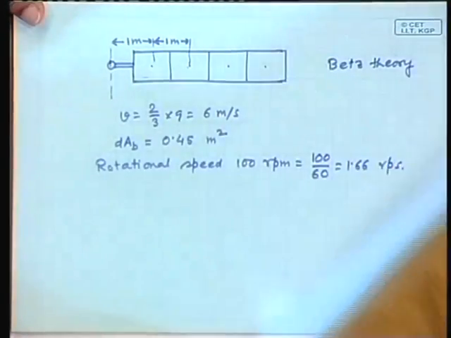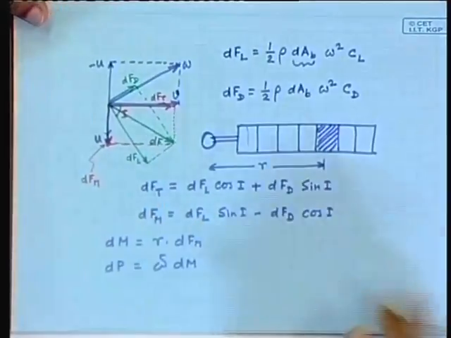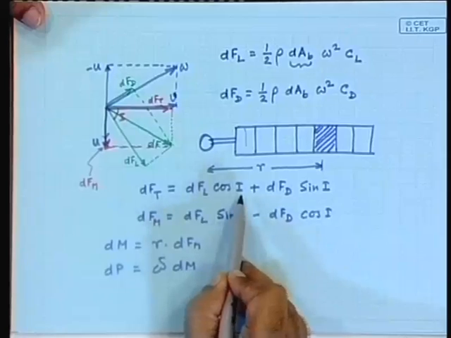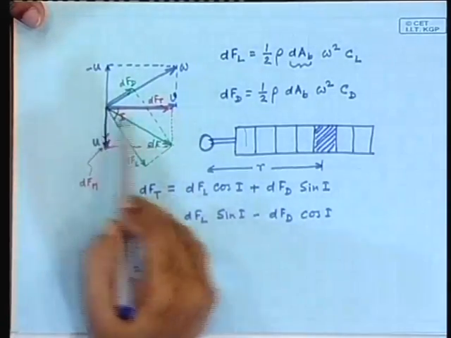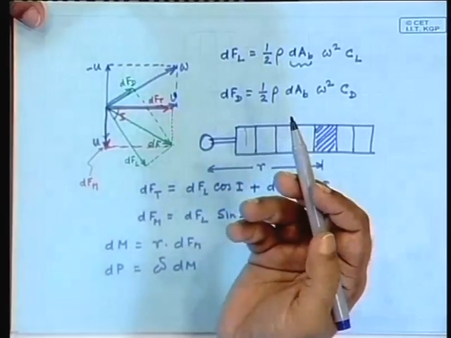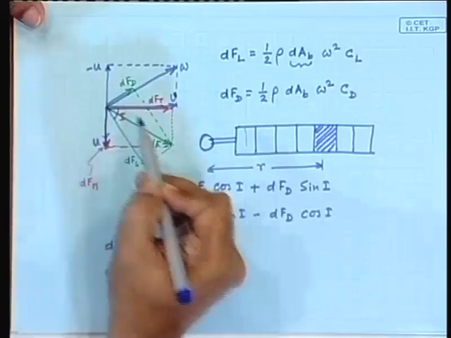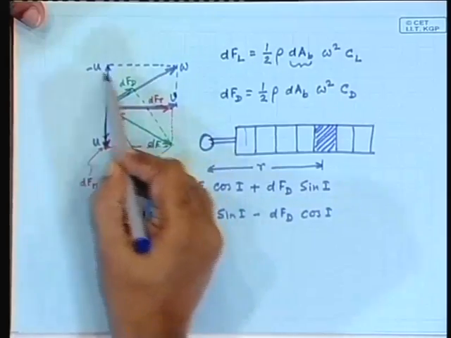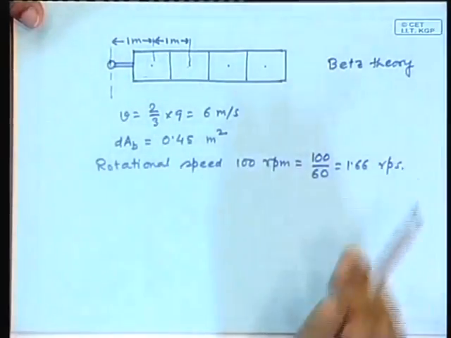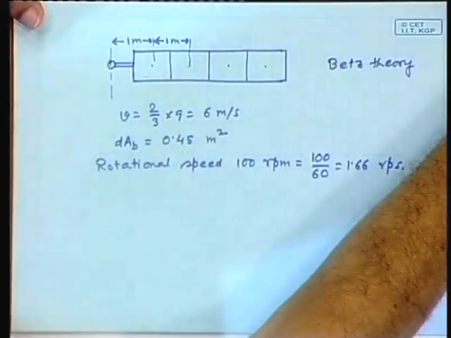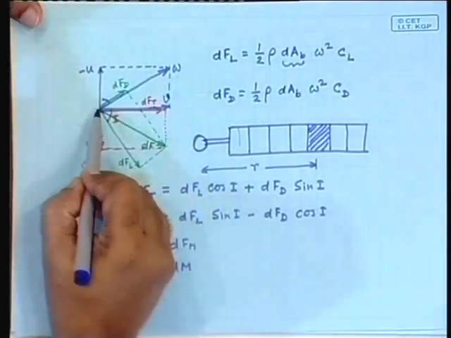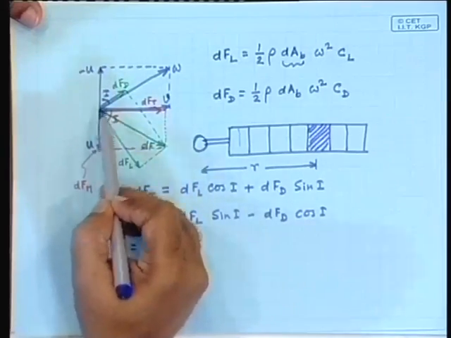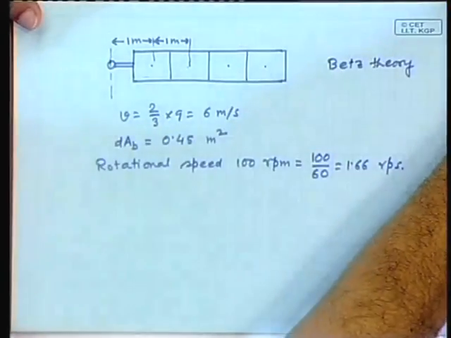Now, in order to apply these, what are the things that we really need? We need I. What is I? I is this angle, and that angle, or say tan I. What is this angle? This angle is also equal to this angle. Can you see that? This is 90 degree, this is 90 degree, so therefore, this should be equal to that. So, it is the angle between U and W. So, that angle we need to calculate, and you can easily see that tan I is V by U, right. So, tan inverse V by U is I. So, we will calculate it for each of the blade elements.